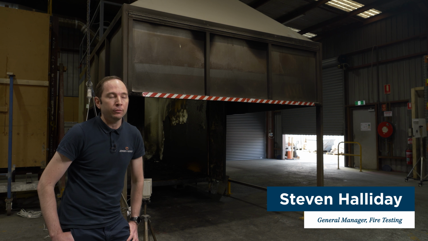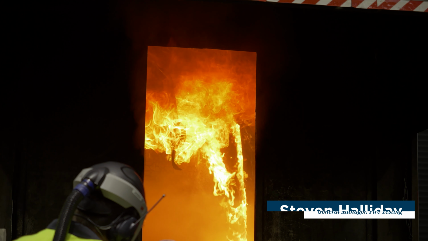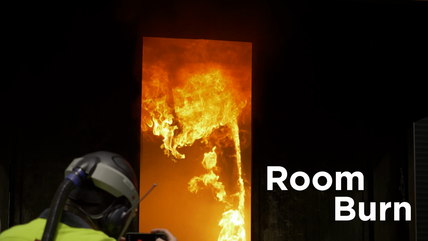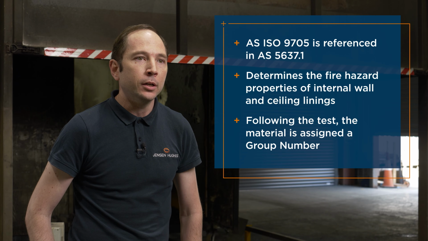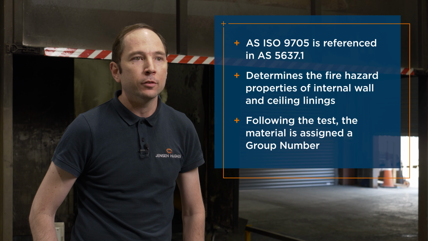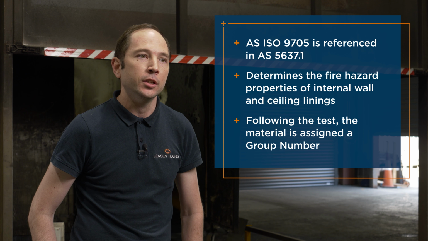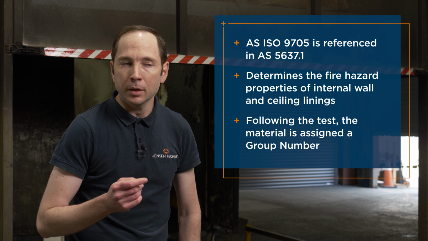This is Jensen Hughes Fire Testing's AS/ISO 9705 rig behind me, colloquially known as the room burn. This test is referenced in AS 5637 Part 1 as one method to determine the fire hazard properties of internal wall and ceiling linings by assigning group numbers.